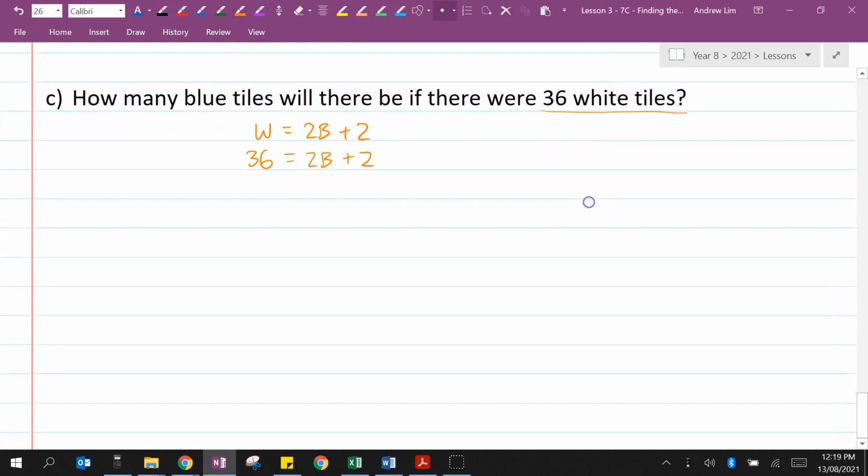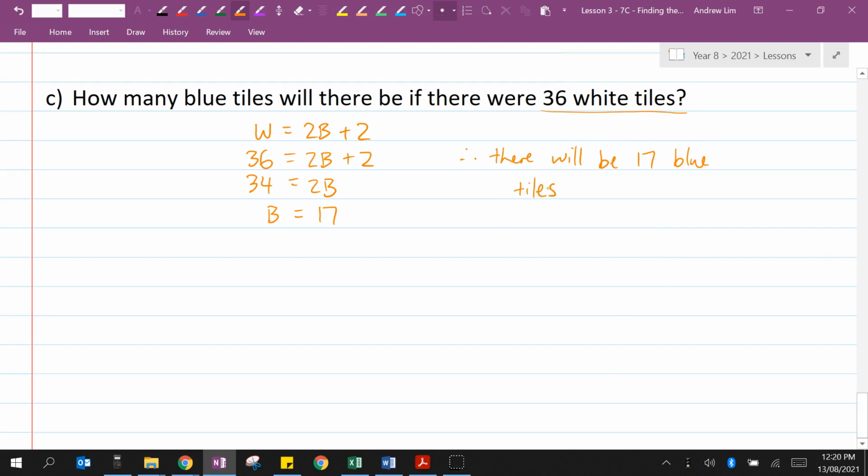Now all we need to do is use algebra to solve this. I'm going to subtract 2 from both sides. That gives me 34 is equal to 2b. And then I'm going to divide both sides by 2 to get b by itself. 34 divided by 2 is 17. So therefore, there will be 17 blue tiles, if there were 36 white tiles.